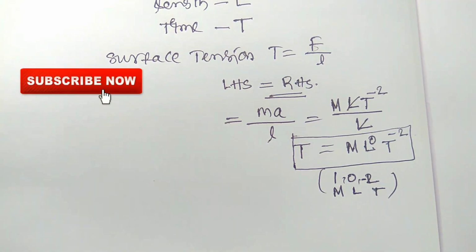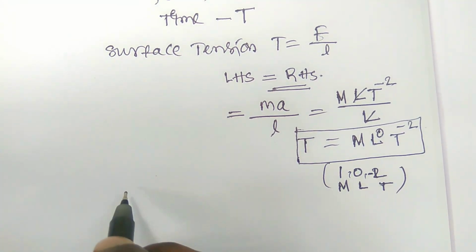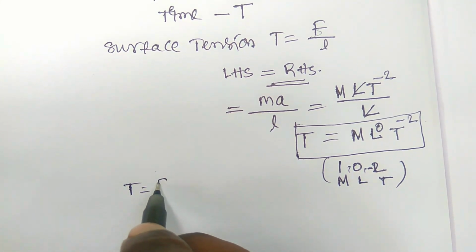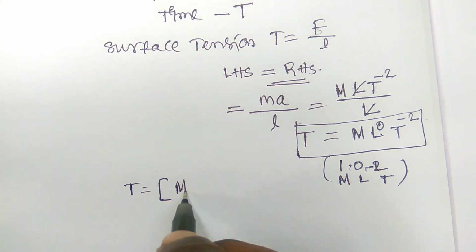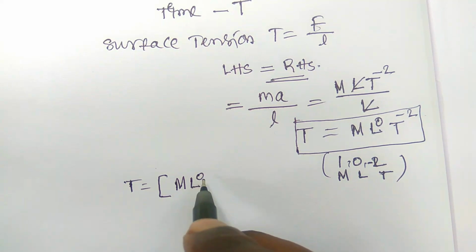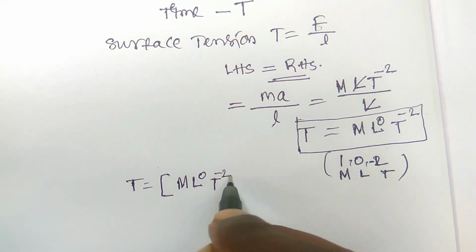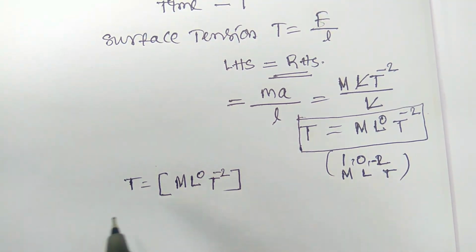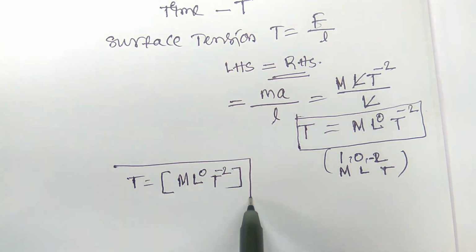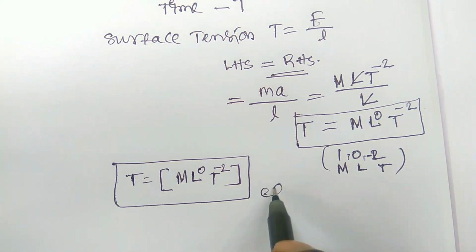So the dimensional equation, as I already said for the surface tension T, you can write the dimensional formula kept in a square bracket. So this is the dimensional formula, and this is the dimensional equation of the surface tension.